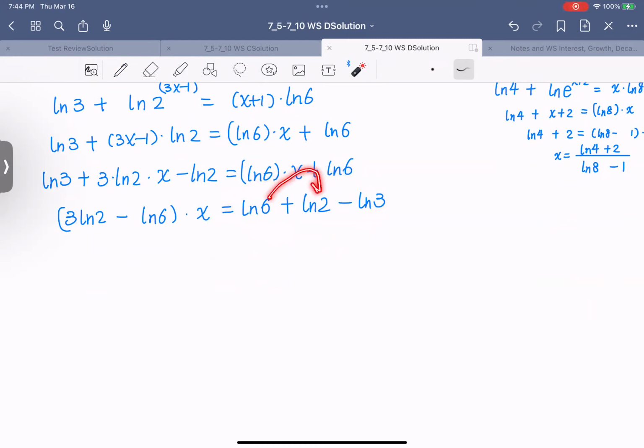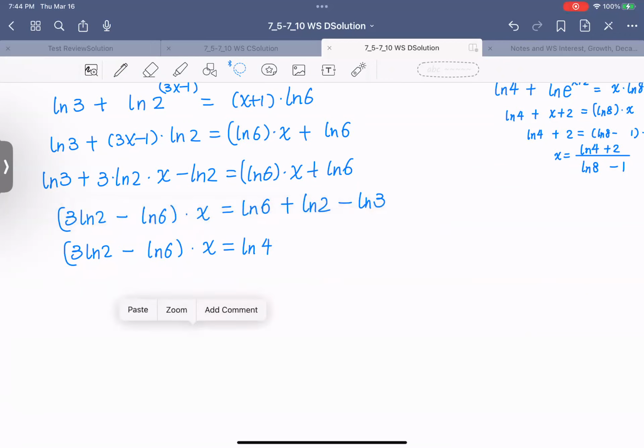Do you know what this is? That's 12 divided by 3. That's ln of 4. Okay, makes sense? All right, so you can copy that down. And then you have x equals ln 4 over all of that. Makes sense now? Okay.